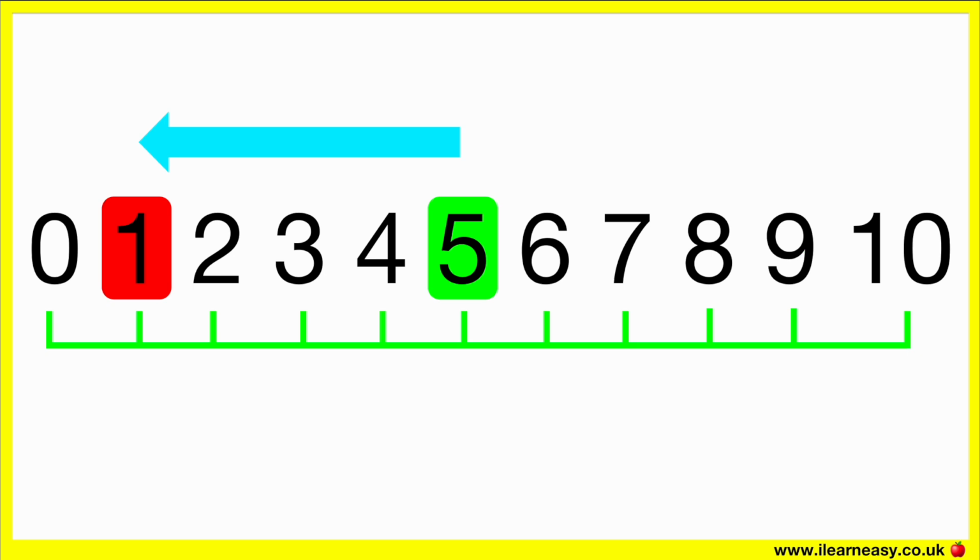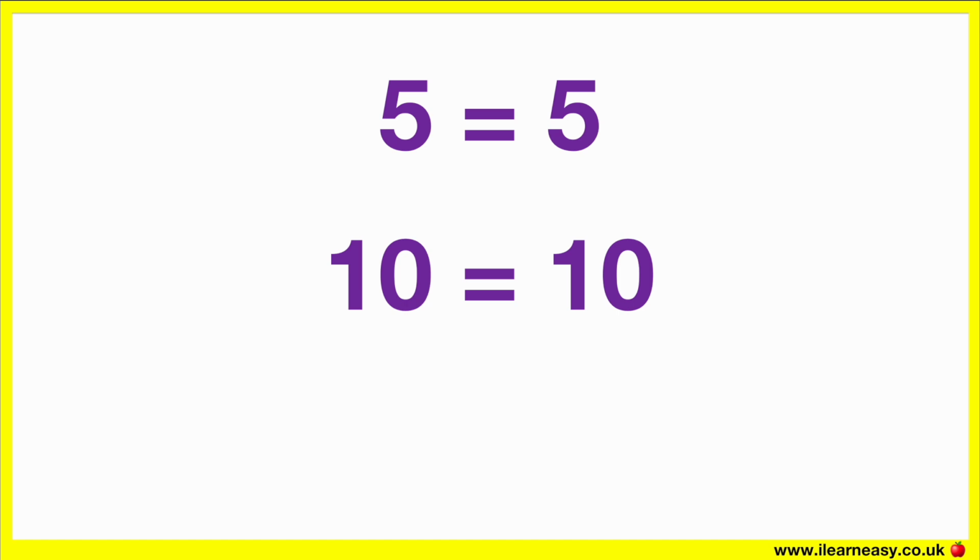1 has a lower value than 5, so it's further down the number sequence. Therefore, we can write it like this. 1 is less than 5. If two numbers are the same, then they are equal. So we can write it like this. 5 is equal to 5. 10 is equal to 10. 3 is equal to 3.